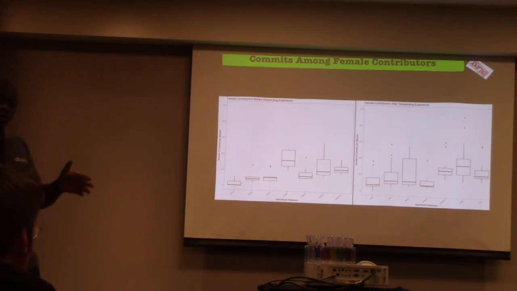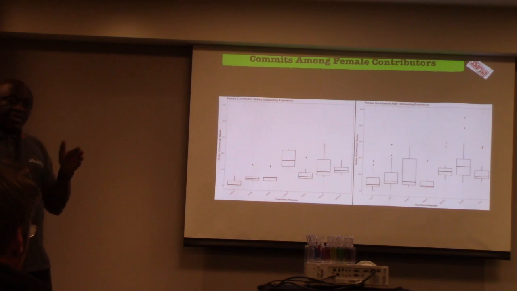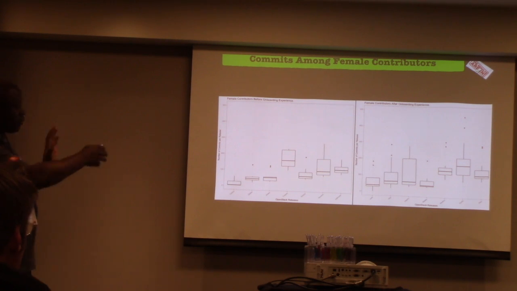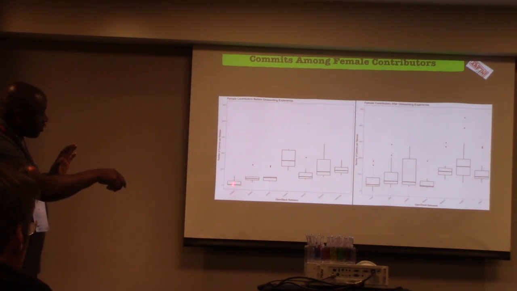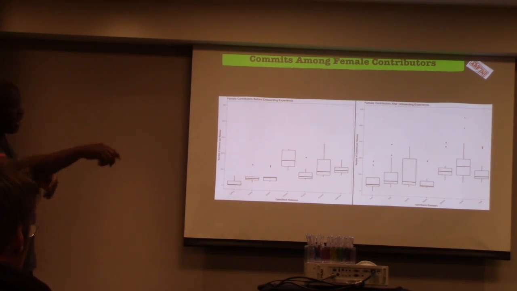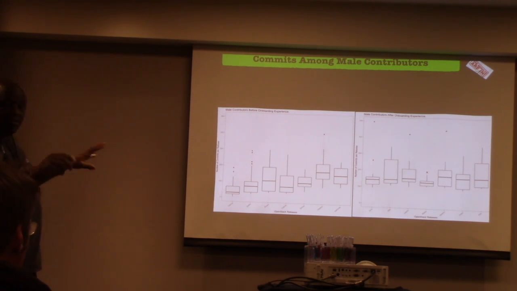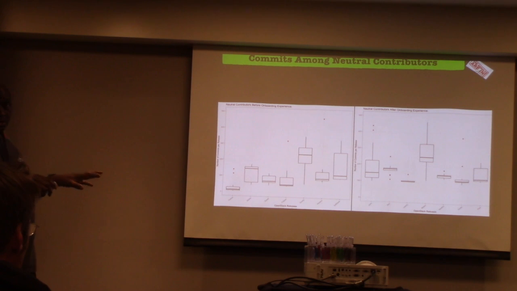I took seven releases, since we have six-month release cycles. This is the first release that we studied, the second, third, fourth, fifth, sixth, and seventh release before onboarding, and we did the same after onboarding, at least to have a baseline to compare. Then we look at the females here, the proportion that were introduced. Now this is the male proportion for the same metrics. We have those for the neutral. We try to compare before and after the onboarding experience.